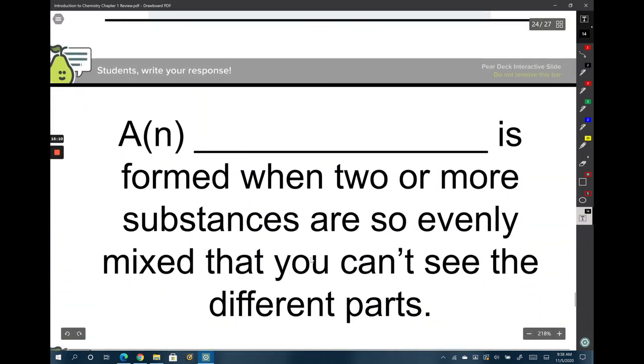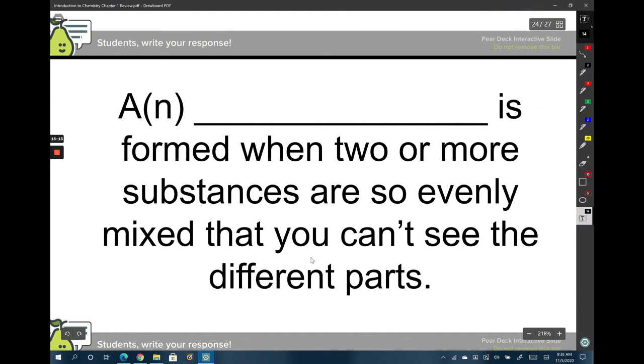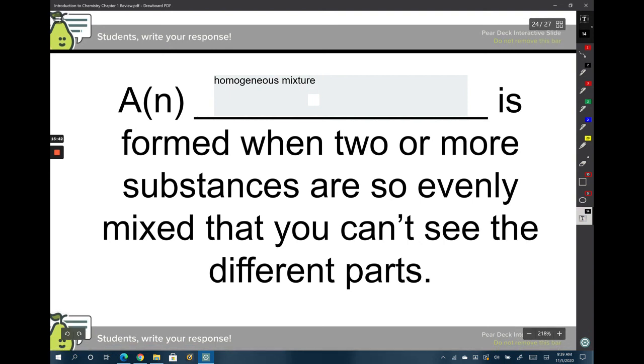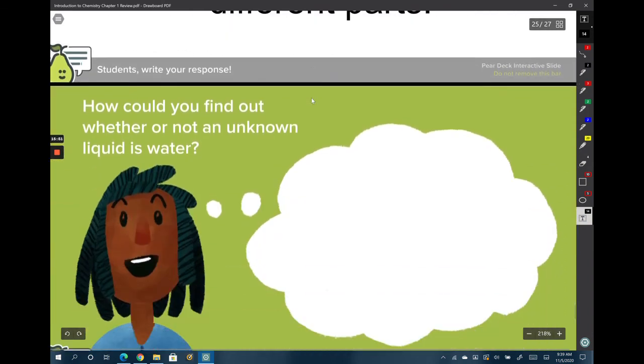A blank is formed when two or more substances are so evenly mixed that you can't see the different parts. So this is going back to the different types of mixture. So we know it's a mixture. This one would be, since you cannot make out the individual parts, a homogeneous mixture. A heterogeneous mixture, you would be able to pick out the individual parts, like a pile of rocks or a salad with all of its different parts, a bunch of toys in a toy box.